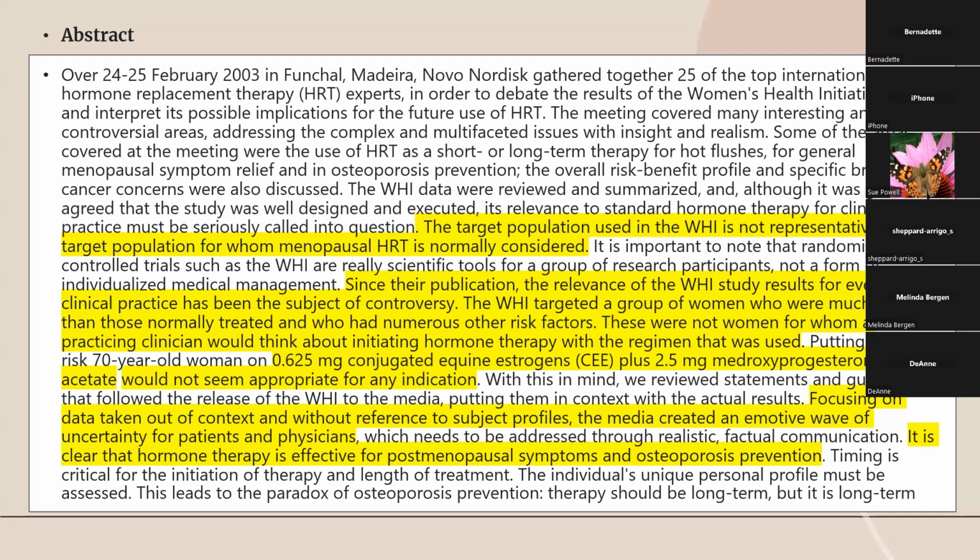for any indication. Focusing on data taken out of context and without reference to subject profiles, the media created an emotive wave of uncertainty for patients and physicians. It's clear that hormone therapy is effective for postmenopausal symptoms and osteoporosis prevention.